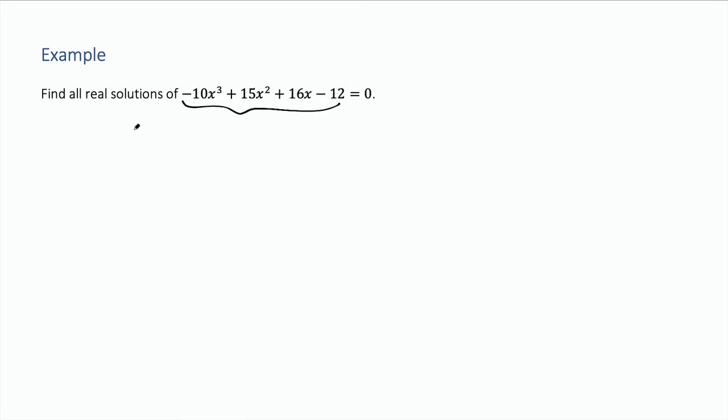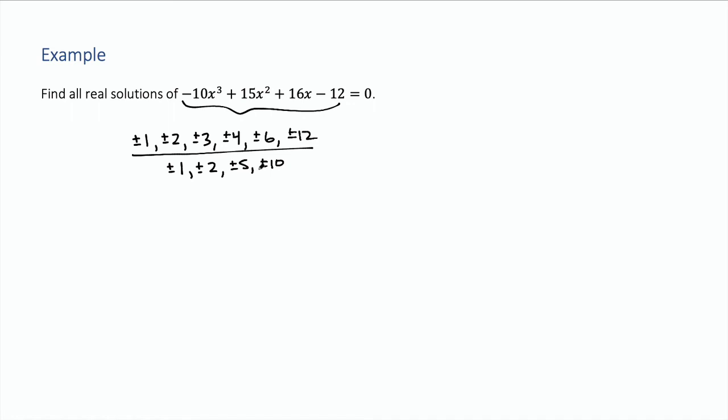The factors of 12 are positive or negative 1, 2, 3, 4, 6, and 12. We also divide by the possible factors of negative 10, which are positive or negative 1, 2, 5, and 10. There are a lot of possibilities here. When we divide, we can take each of these things divided by 1, each of these things divided by 2, each of these things divided by 5, each of these things divided by 10. There's a lot of possibilities there.